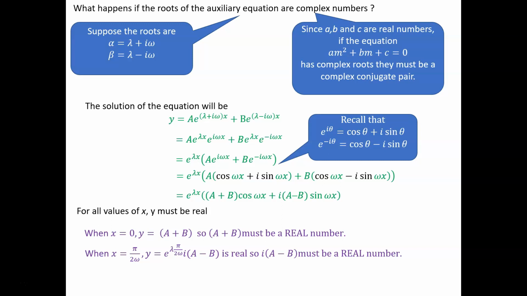So, we know that A plus B is a real number, and we know that i times (A minus B) is a real number, so we can say that we must have y equals e to the lambda x times (p cos omega x plus q sine omega x), where p and q are real constants.